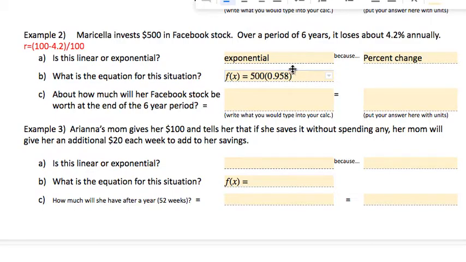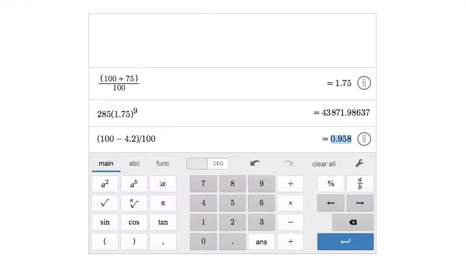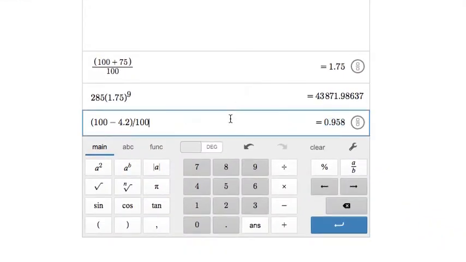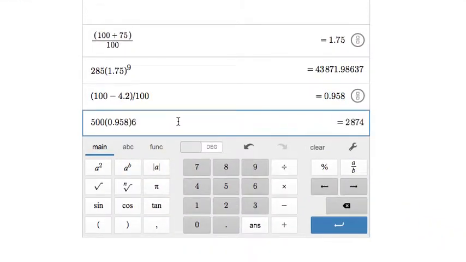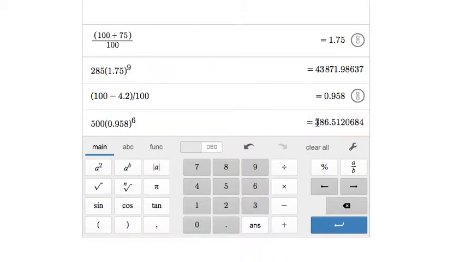How much will her Facebook stock be worth at the end of the 6-year period? All I have to do is take this and replace the x with 6. This is super simple. And again, to figure out what that equals, I'm just coming over to Desmos. I'm typing that in, and I'm just fixing the exponent. And this is money, and so I think it makes sense to have dollars and cents here.